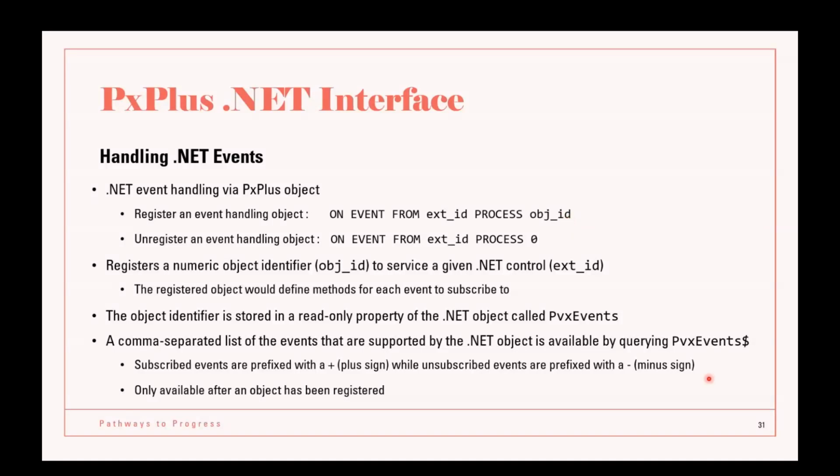And PVX events extended property will give you a list of event names, and they'll have a plus in front of them if you subscribe to them and a minus in front of them if you haven't subscribed to them. But if you haven't subscribed to any events using an event object, these will just be 0 or an empty string if you access them.